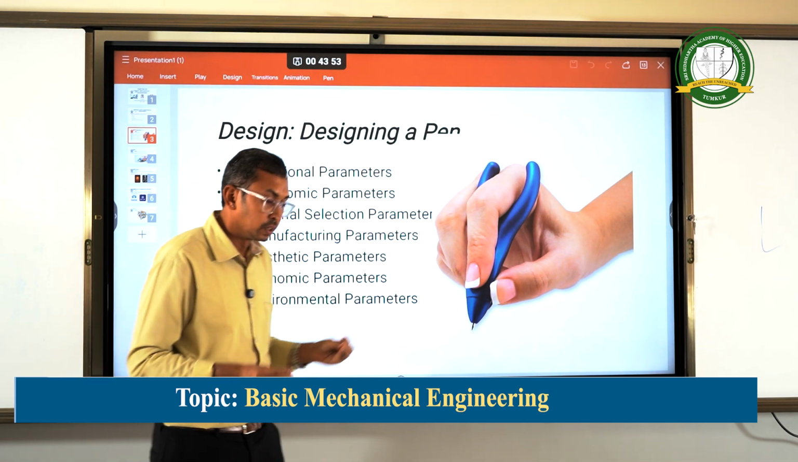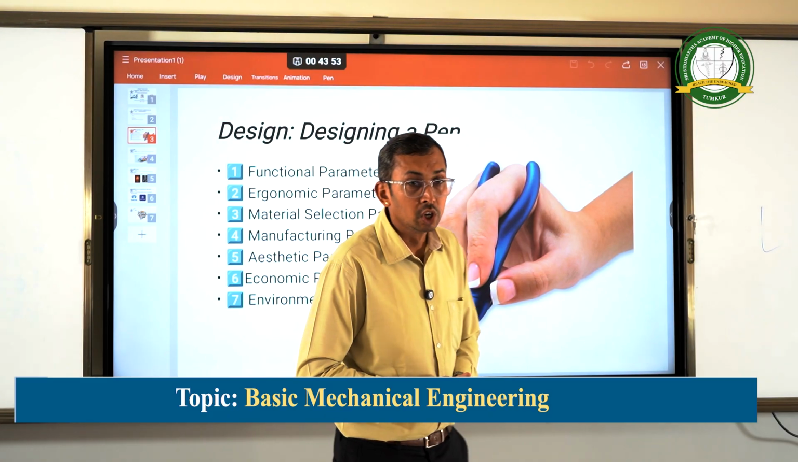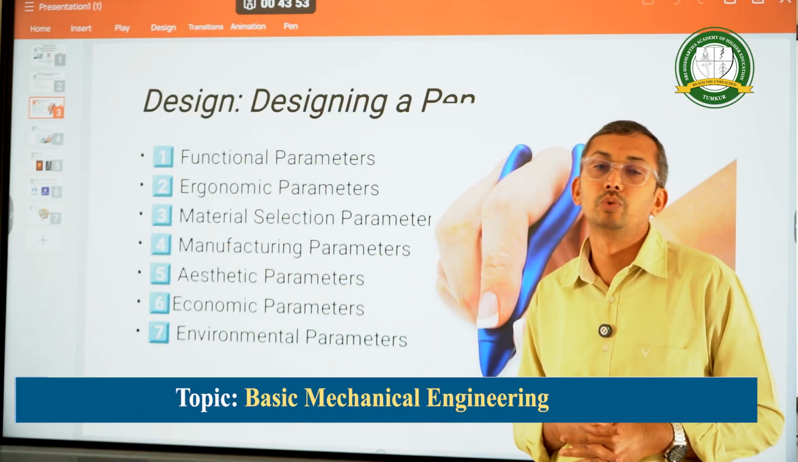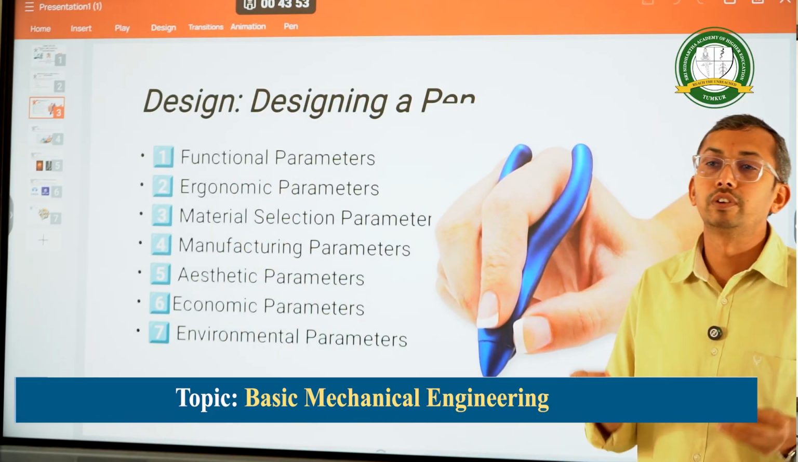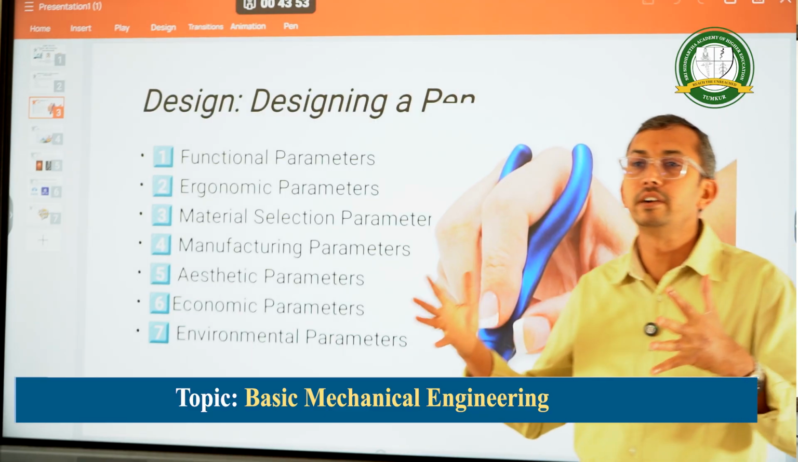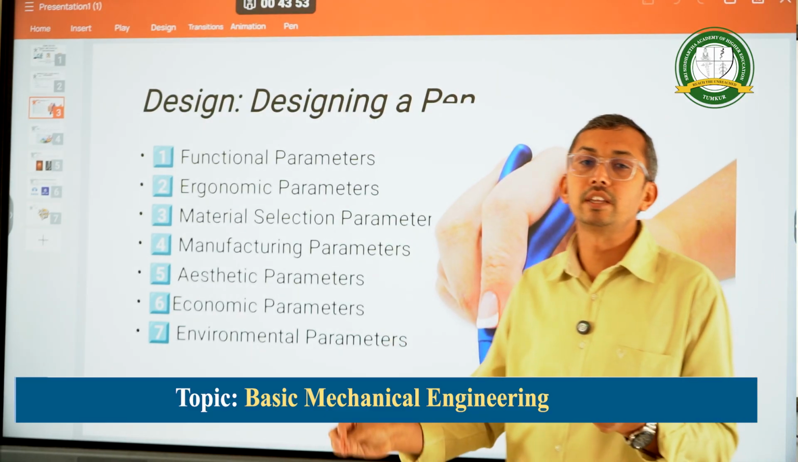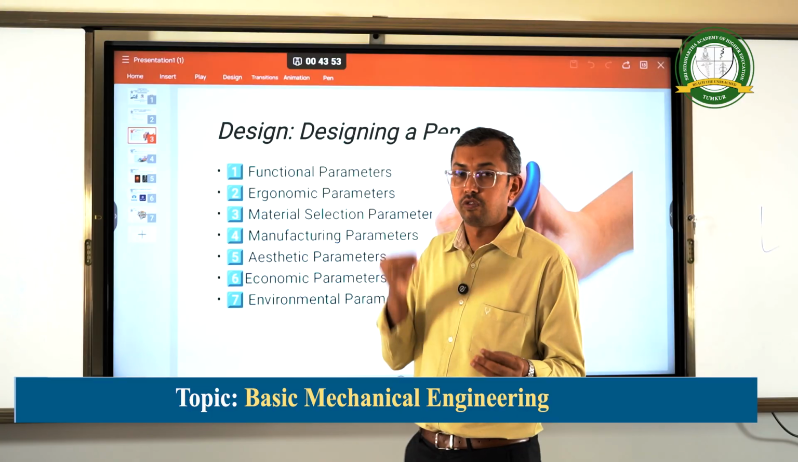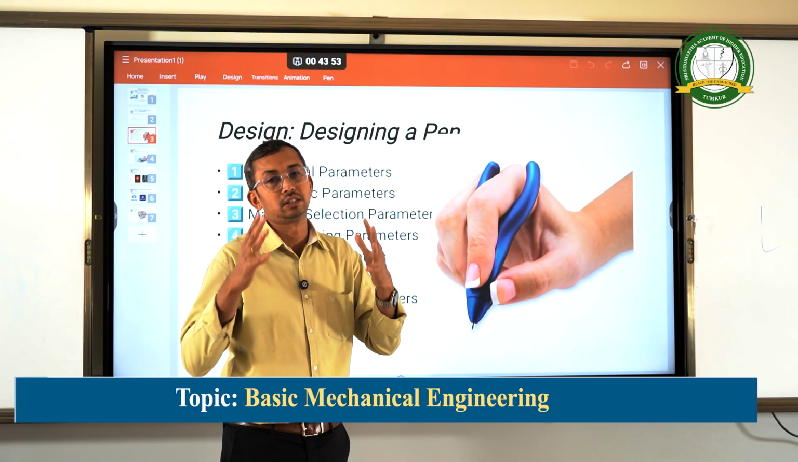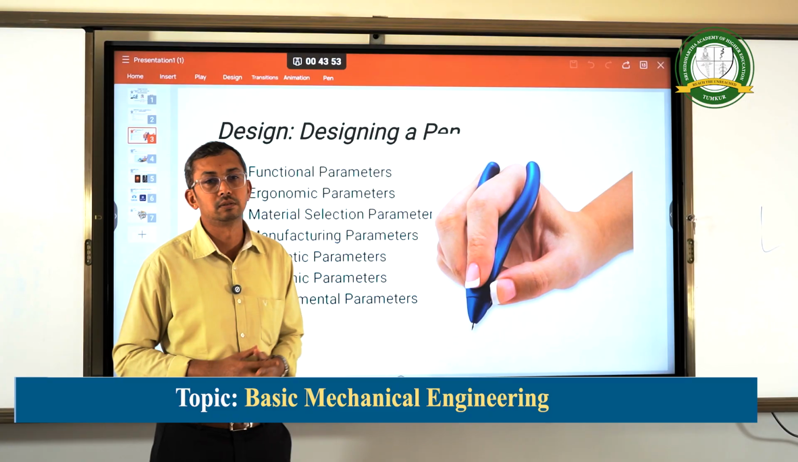For example, your customer is a student. So what is the buying capacity of a student? The buying capacity of a student is not more than 10 rupees. Okay. So that's why when you are designing a pen or any product, first you should know the target customers. Who are your target customers?